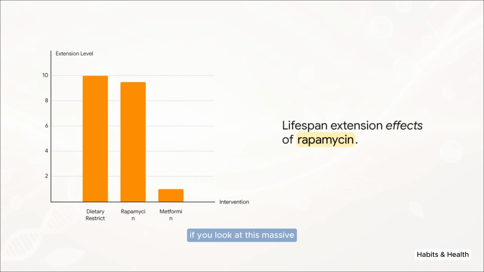If you look at this massive meta-analysis of 167 studies, you can see that rapamycin robustly mirrors the high lifespan extension we see with dietary restriction in vertebrates. But look at the third bar. The widely discussed, super-hyped drug metformin falls surprisingly short here. While metformin showed a lot of early promise in simple organisms, this comprehensive multi-species analysis revealed that it does not provide significant lifespan extension in healthy vertebrates when compared to rapamycin or fasting.